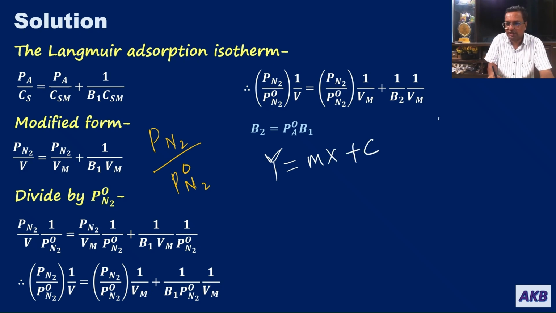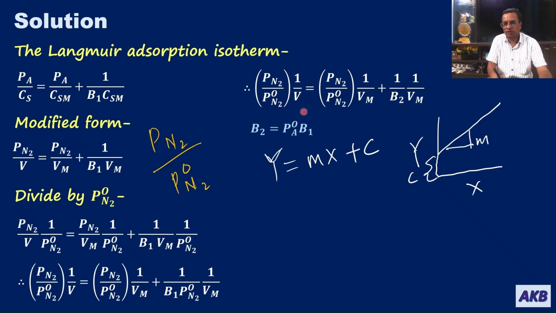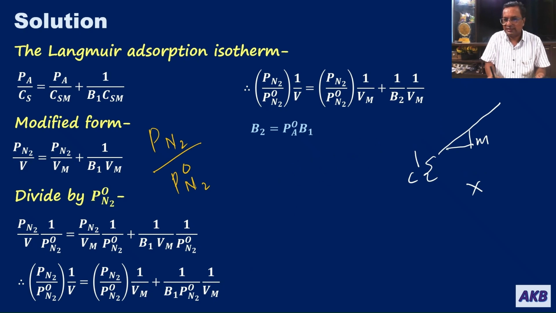So, it is an equation of a straight line where if Y is plotted on the Y-axis and X is plotted on the X-axis, you will get a straight line. The slope of this line will be M and the intercept will be C. So, the equation that we got, the modified form of the Langmuir adsorption isotherm, is of this form. That means the plot that we have to use will be this plot.